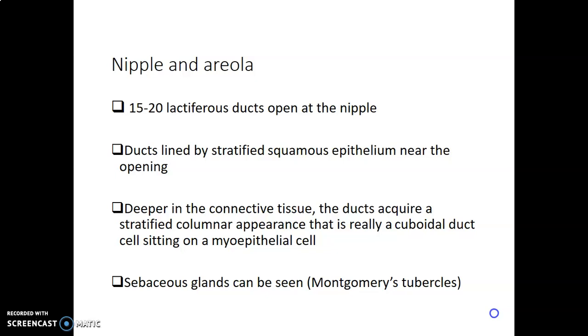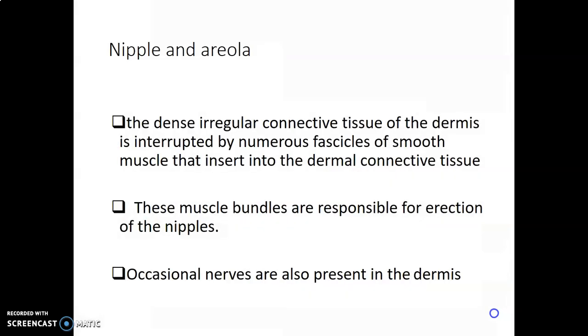So the nipple areolar region is where you have the 15 to 20 lactiferous ducts opening, and these ducts are lined by what looks like stratified squamous epithelium. So they will have their own lining, but outside the lining of the ducts, we have the myoepithelial cells, so that gives it a stratified appearance. Then deeper in the connective tissue, the ducts usually acquire a stratified columnar appearance that is really a cuboidal duct sitting on myoepithelial cells, as we have said. Then we have the sebaceous glands in the nipple areolar area, and these form the Montgomery's tubercles.